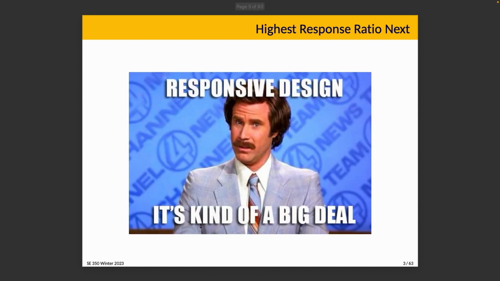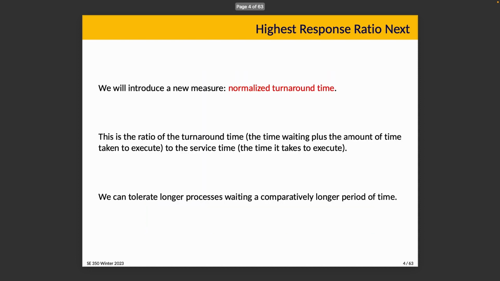One of the ones that was left was highest response ratio next. Responsive design, kind of a big deal. For this, what we're interested in is something called normalized turnaround time. We've covered already what turnaround time is. This is the total time it takes both for execution and waiting. But normalized turnaround time is the ratio of the turnaround time to the service time, which is to say, the time it takes to execute.